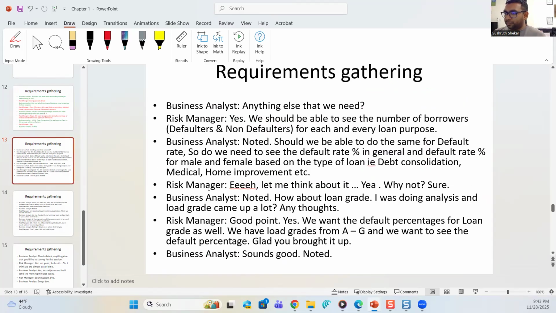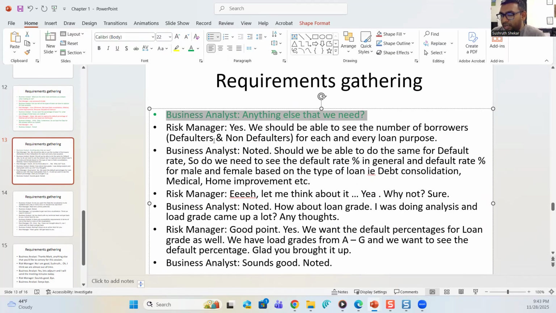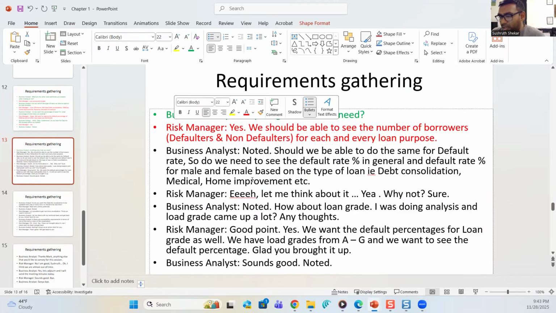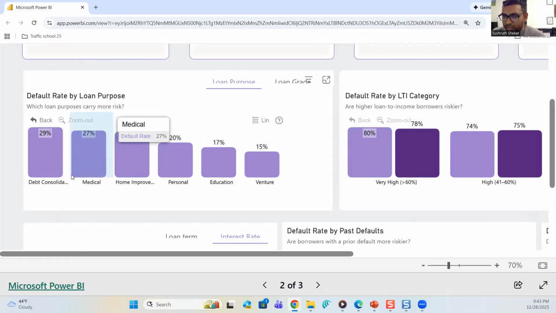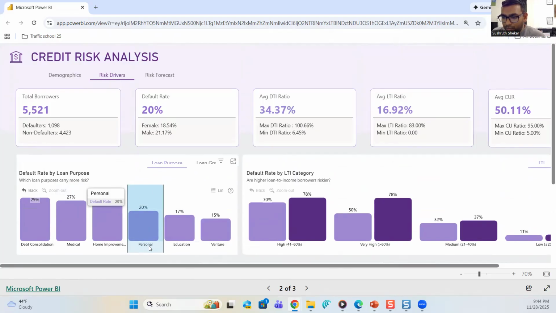Next, I'm again asking, anything else that you need from us? And the risk manager says, yes, we should be able to see the number of borrowers, defaulters and non-defaulters for each and every loan purpose. He's talking about this capability. Focus on this number. The total borrowers is 32,581. If I click on personal, it's only showing people who took personal loans. That's 5,521, and the defaulters and non-defaulters are only for these personal loans.